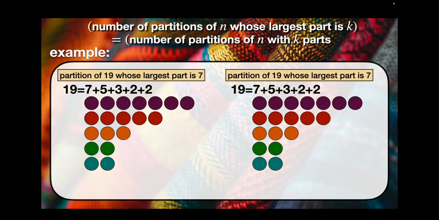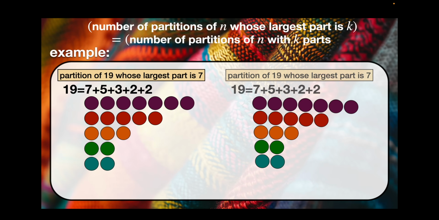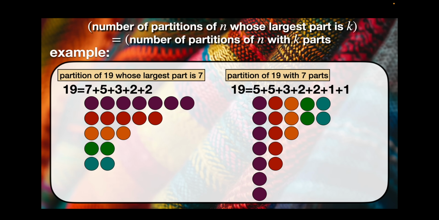Now, I'd like to copy this over here and observe that if we do a little reflection about a diagonal, that's going to turn into a new partition. And that's a partition with 7 parts. And notice here we have 19 equals 5 plus 5 plus 3 plus 2 plus 2 plus 1 plus 1. And so this reflection about the diagonal, this is called finding a conjugate partition, is in fact a bijection that takes a partition whose largest part is 7 into a partition with exactly 7 parts.